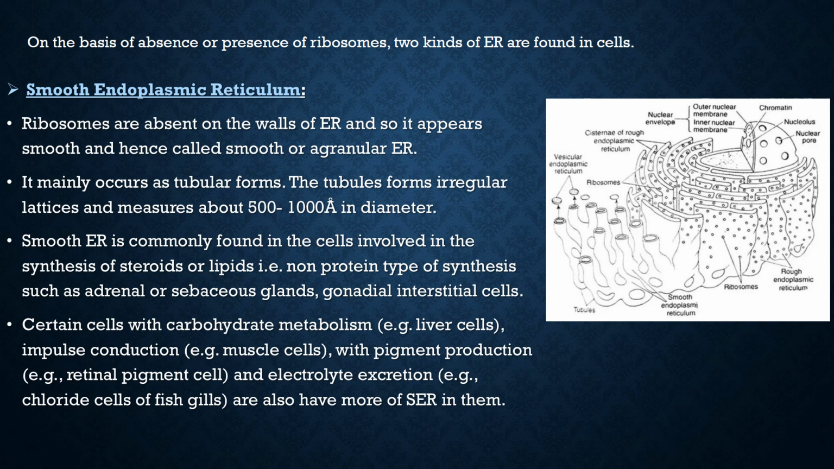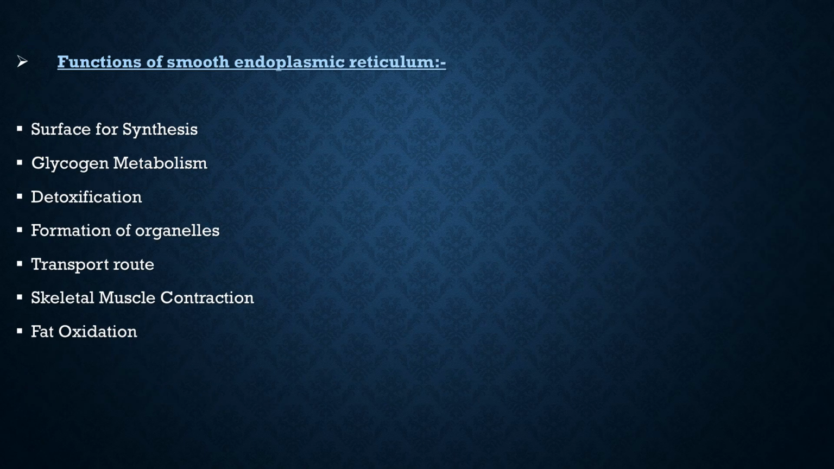Smooth endoplasmic reticulum is commonly found in the cells involved in the synthesis of steroids or lipids, and certain cells with carbohydrate metabolism, with pigment production and electrolyte excretion. Functions of smooth endoplasmic reticulum. It provides surface for synthesis, glycogen metabolism, detoxification, formation of organelles, transport route, skeletal muscle contraction, fat oxidation.